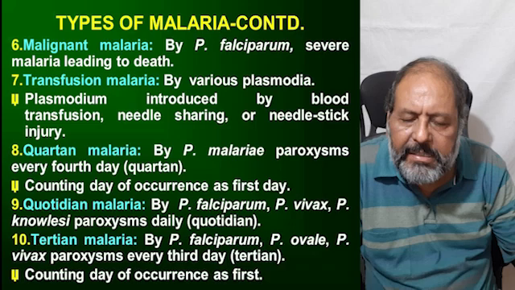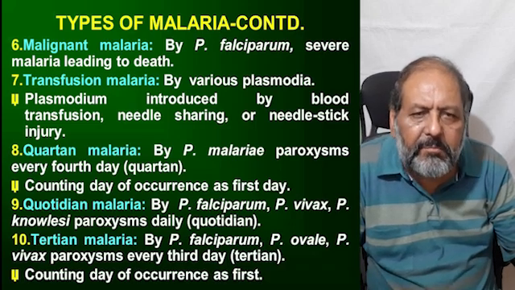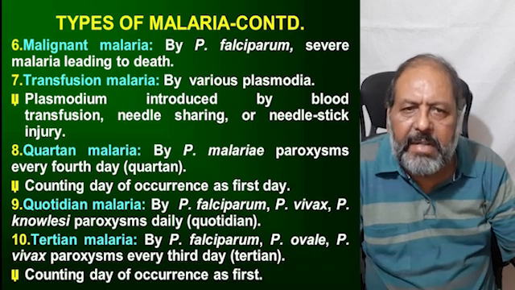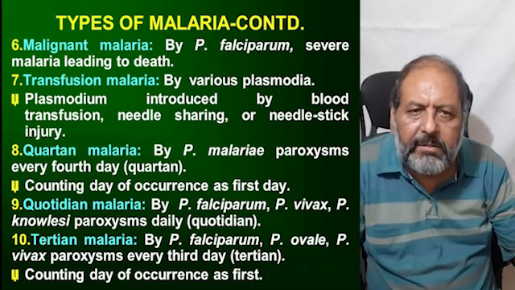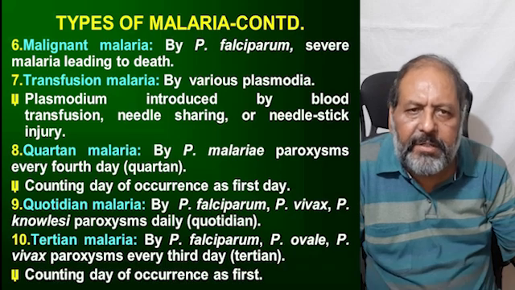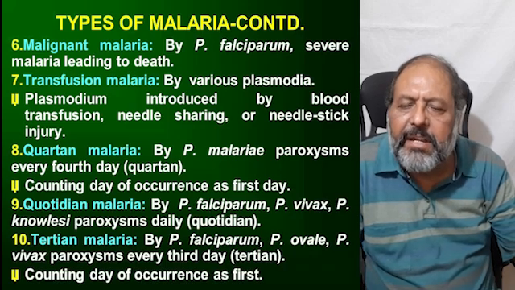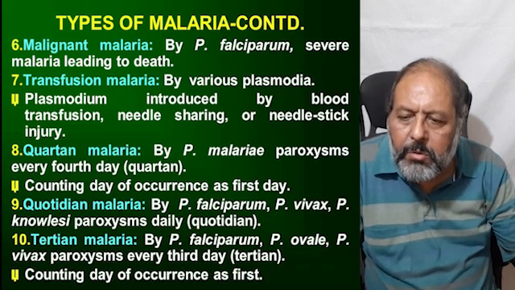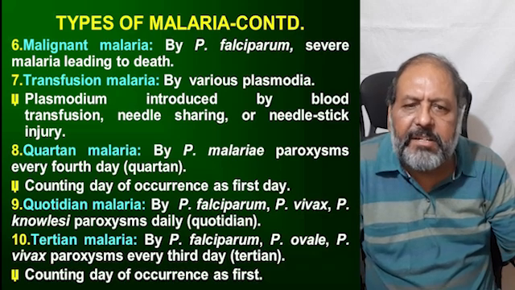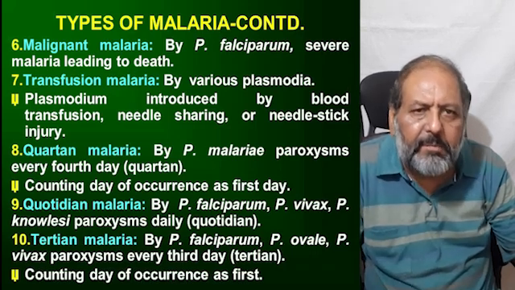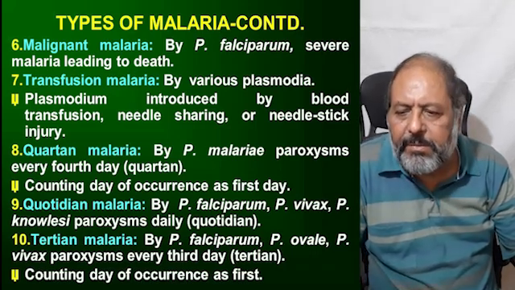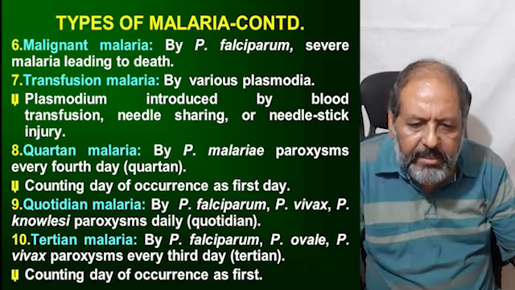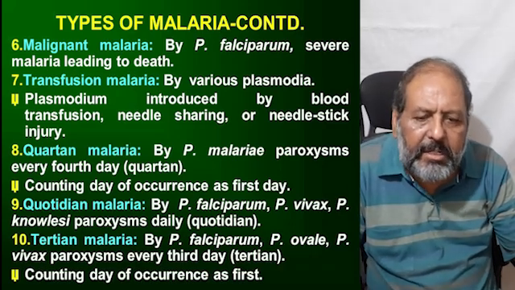Number 8 is quartan malaria, which is by Plasmodium malariae, with paroxysm every fourth day. For that reason, it is called quartan, as fever occurs after every fourth day, counting the day of occurrence as the first day. Then quotidian malaria, which is by Plasmodium falciparum, Plasmodium vivax, Plasmodium knowlesi, where paroxysm occurs daily, so that's why it is called quotidian.